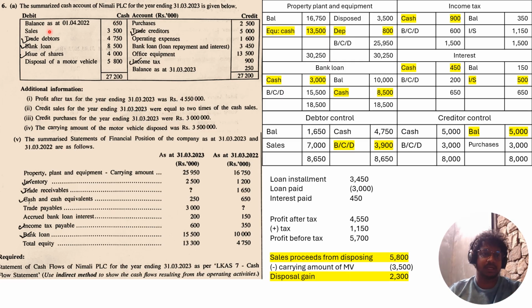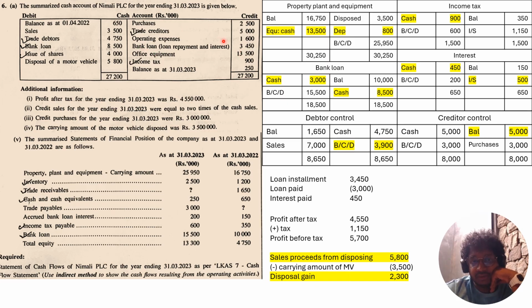Here on the debit side of the cash account, sales and trade debtors receipts you do not record in the cash flow, because these are recorded when you are using the direct method. The bank loan obtained you record in financing activities as a cash inflow, issue of shares in financing activities, and the disposal of the motor vehicle you record in investing. Here also the purchases, trade creditors and operating expenses payments you do not record in operating activities, because we are preparing operating activities based on the indirect method.